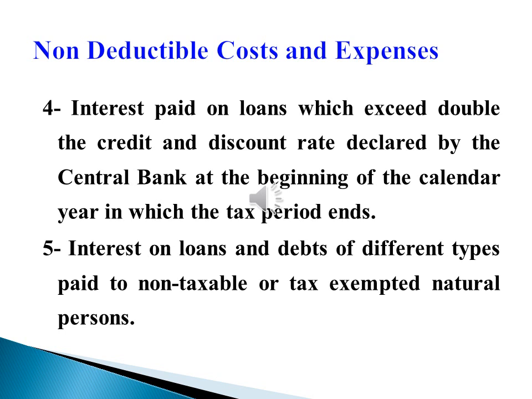Number 4. Interest paid on loans which exceed double the credit and discount rate declared by the central bank at the beginning of the calendar year in which the tax period ends. Number 5. Interest on loans and debts of different types paid to non-taxable or tax-exempted natural persons.